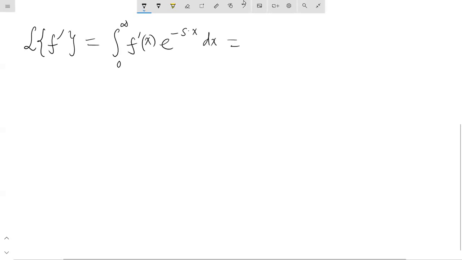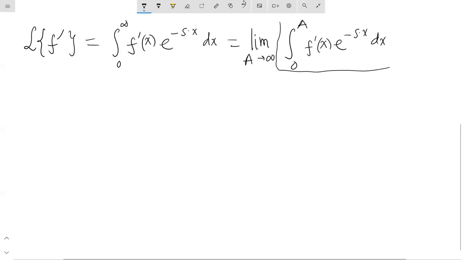So then, what is the Laplace transform of the derivative? I will explain a little bit and then write out the formula for you to see. The Laplace transform of the derivative, by the definition, is the integral from 0 to infinity of f prime of x e to the minus sx dx. And so we write the limit a goes to infinity, integral from 0 to a of f prime x e to the minus sx dx.